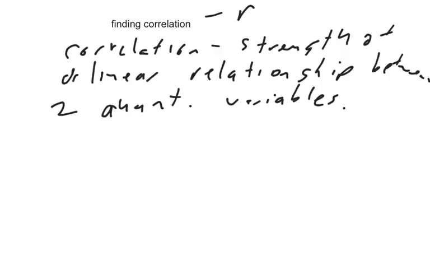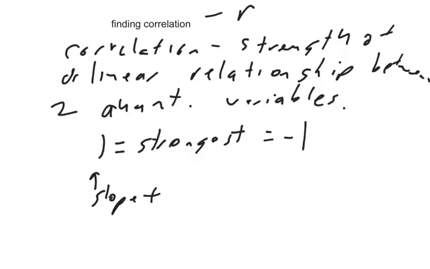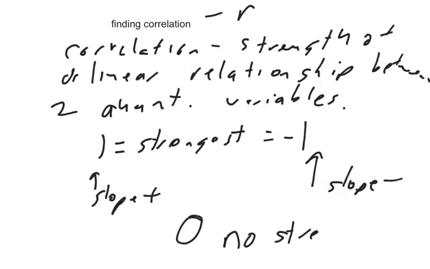All it's saying is that either it forms a line or it doesn't form a line. And 1 is the strongest you can be, as well as -1 is just as strong. The only difference between here is the slope is positive and the slope is negative, and basically these would make perfect lines. A correlation of 0 means that there is no strength between the two.